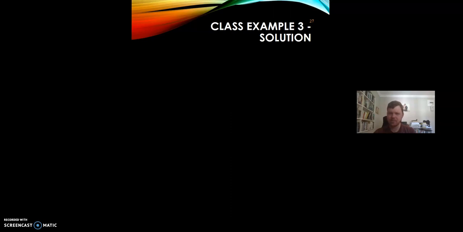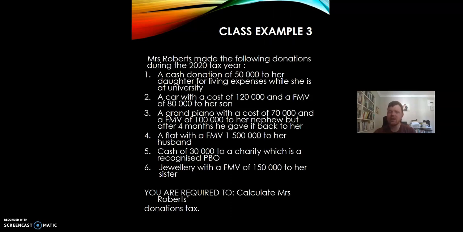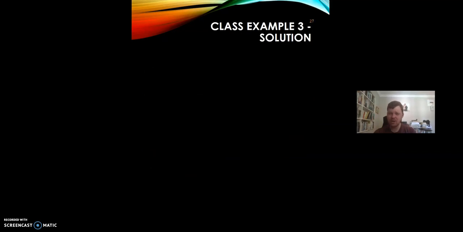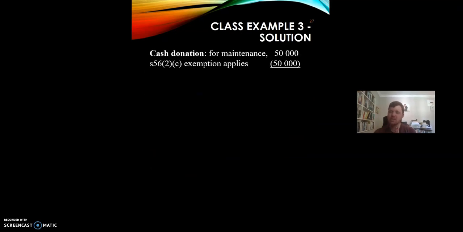First thing is the $50,000 to her daughter for living expenses while she is at varsity. Seems reasonable. It doesn't say it's per month, but even if it is, what is reasonable depends on the person. In this case, there's nothing telling you that it's not bona fide. So I think it's quite clear. This is maintenance for the taxpayer's daughter. So it's going to be maintenance. It's going to be exempt.